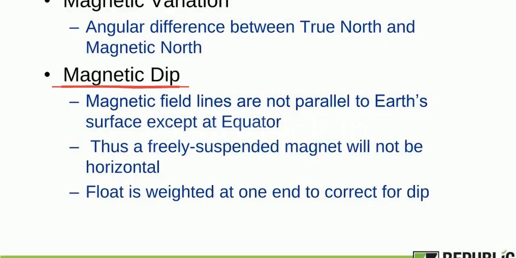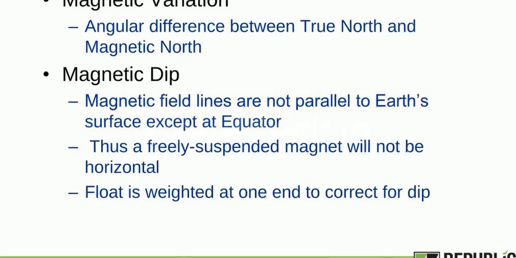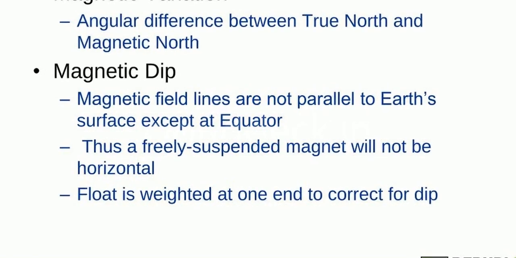This presentation slide defines a third factor, magnetic dip. Earth's magnetic field lines do not run perfectly parallel to the surface. As you move outward from the equator toward the poles, these invisible lines curve and dive vertically into the ground.